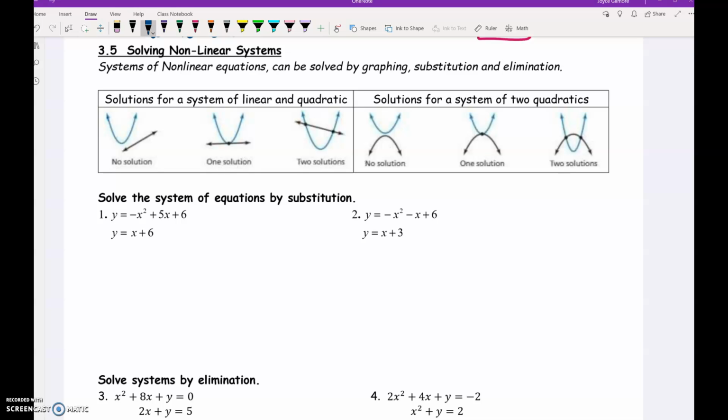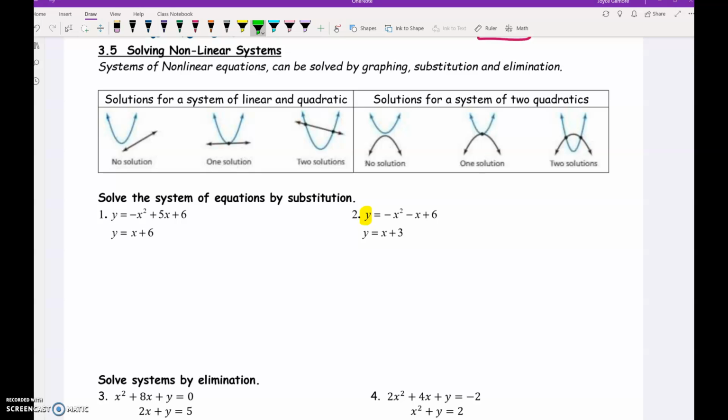So on your assignment, part of your assignment is solve the system from its graph, and the graph will be given to you, and all you have to do is find the coordinates of the ordered pairs where the two things meet. If we're solving the equations, we can solve them by substitution or by elimination. Personally, I love substitution, and I think that you will too. So we're going to skip number 1 and go to number 2.